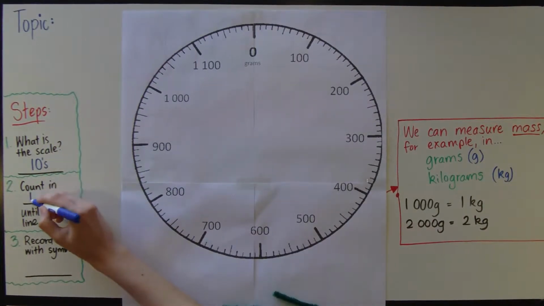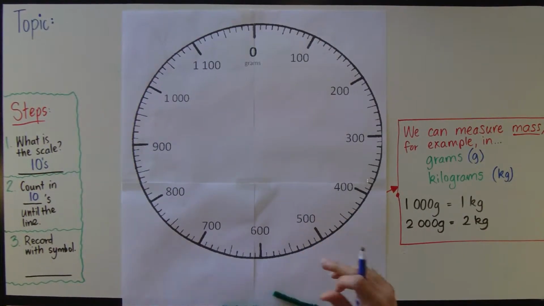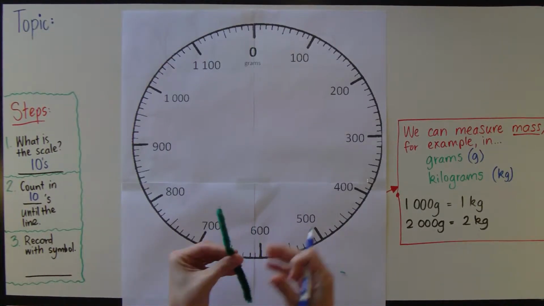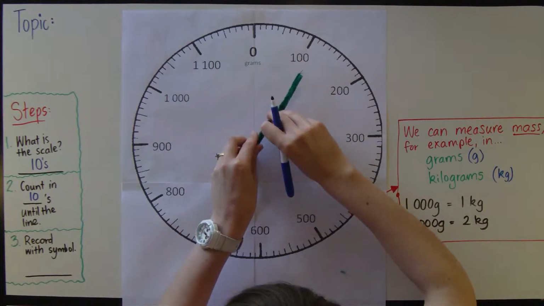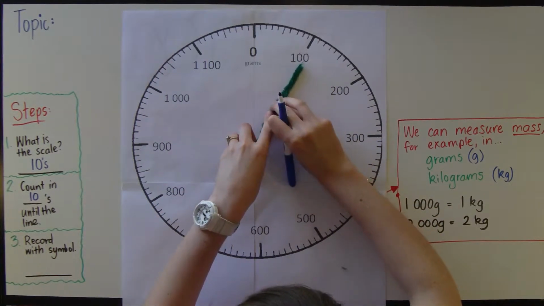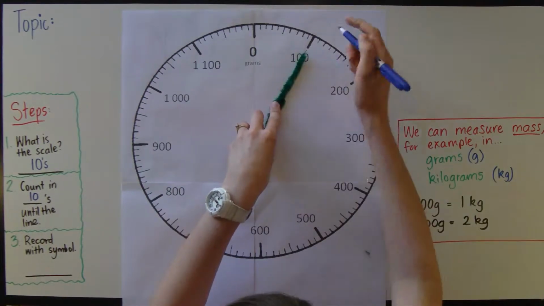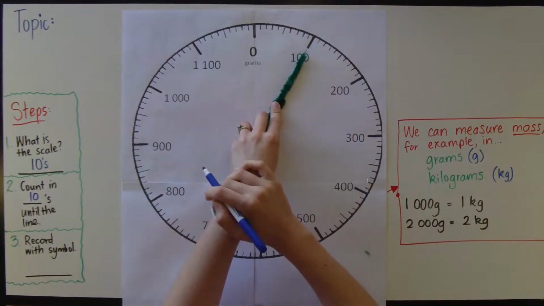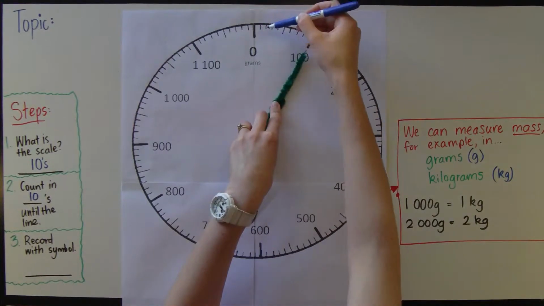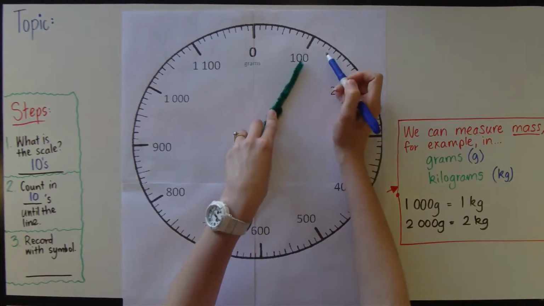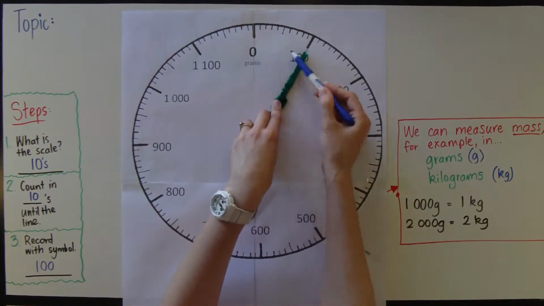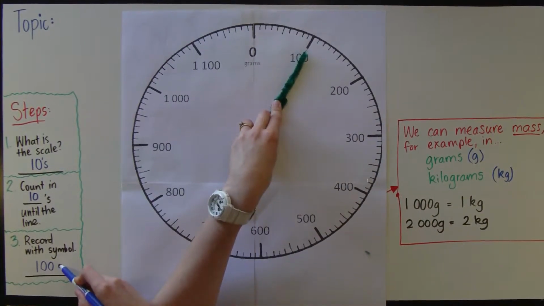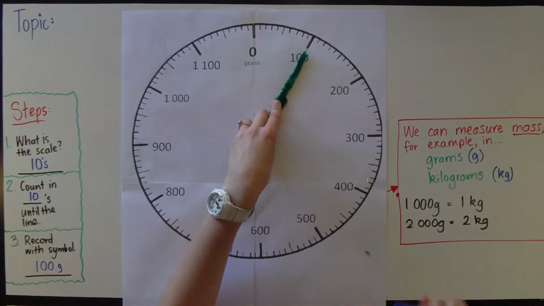So now we need to count in 10s until the line is showing. So for example, say I put some apples onto this scale, and the line ended up pointing at this line here. You would just count up, or usually this one's quite obvious, it's 100, and you would record it as 100, and you look over here, it's in grams going around. So 100 grams.